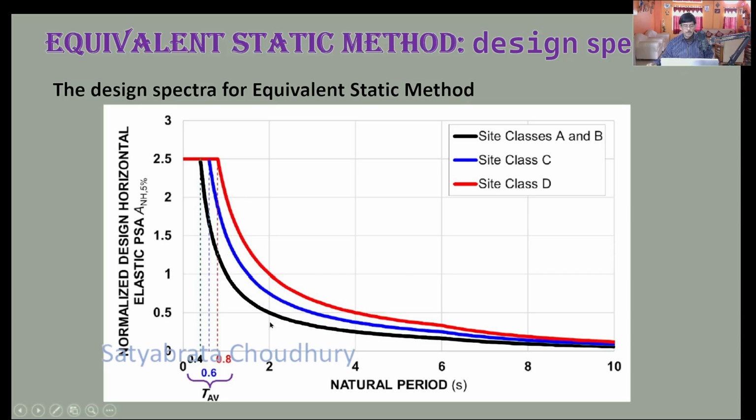So these values we can use directly from the graphs here, or the code has also given the corresponding formulae to get these curves. You can use those formulae also. Suppose you are making a program. In that case, this graph will not help you. You can go to those formulae and utilize them in the program.